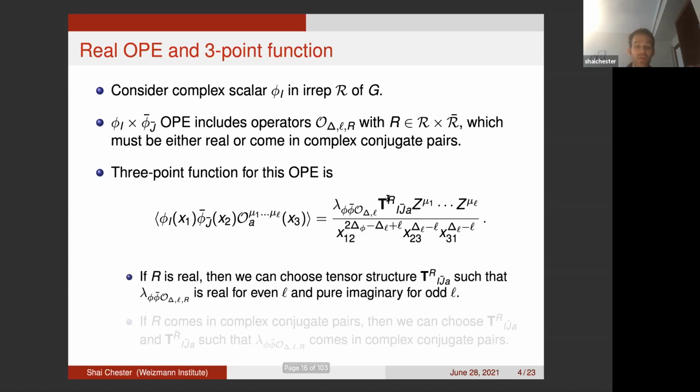If the representation is real, then we could choose these tensor structures such that the OPE coefficient is real as long as the spin is even. Alternatively, if the spin is odd, then we can choose them to be pure imaginary.